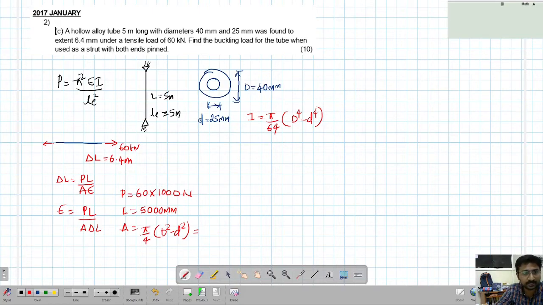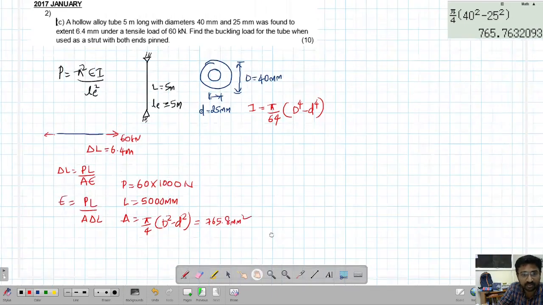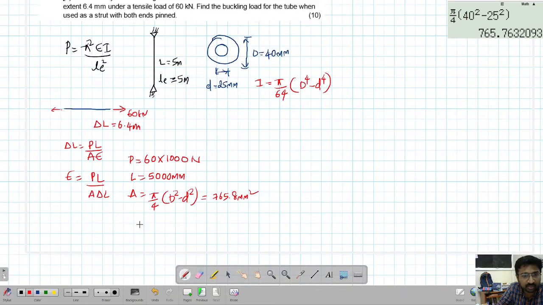So it is pi by 4 times capital D is 40, small d is 25. This gives me 765.8 mm square. So we have the values. Now delta L is also given. What is the value of delta L given? Delta L is given as 6.4 mm.